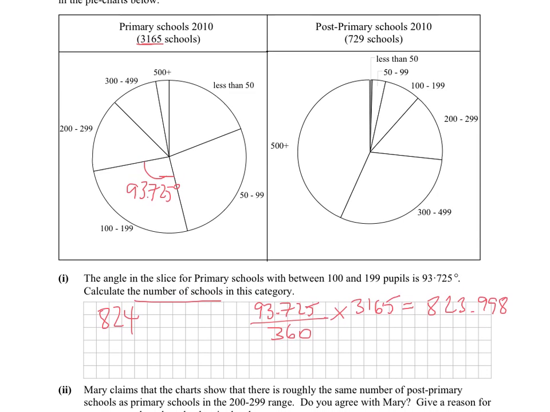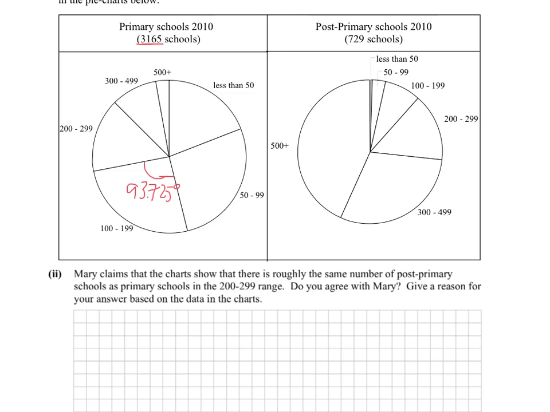In part 2, we are asked to compare the two sets of data. The suggestion by Mary is that there's roughly the same number of people in post-primary in the 200 to 299 range, which is this section here, as there is in primary schools, this section here. So just highlight those two sections. So the suggestion is that because the two actual pie slices are roughly the same, therefore there's roughly the same number of schools in those two situations of that many pupils.